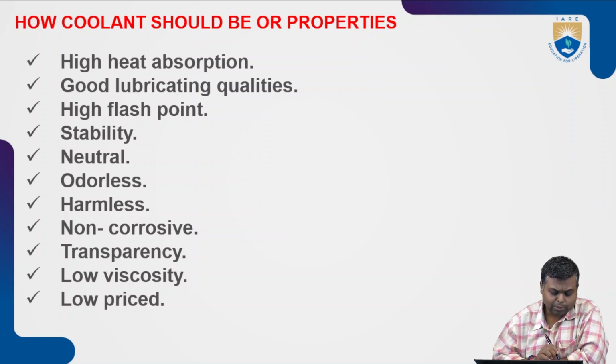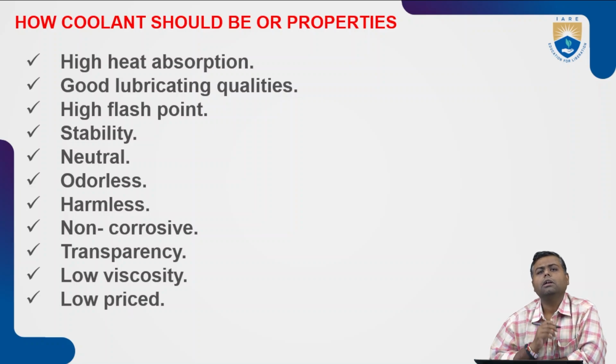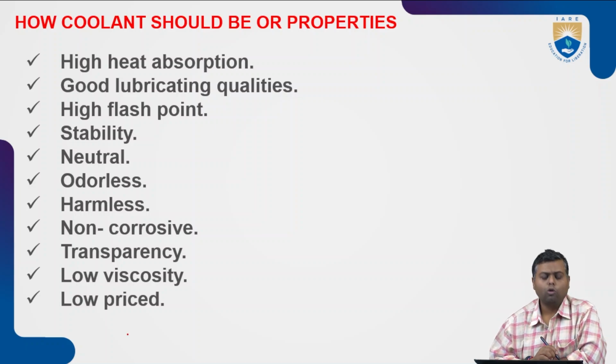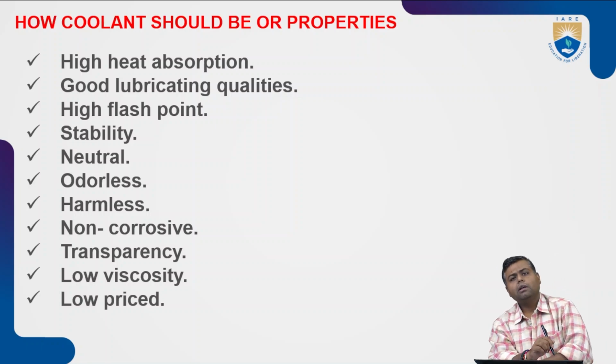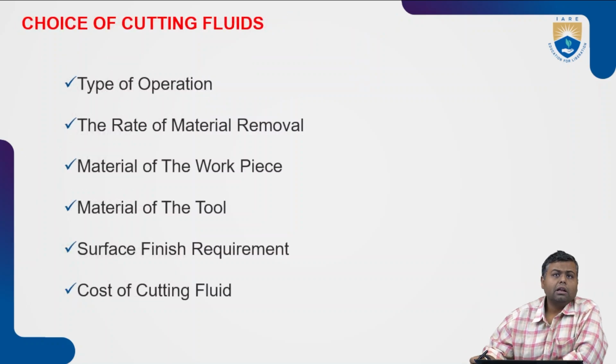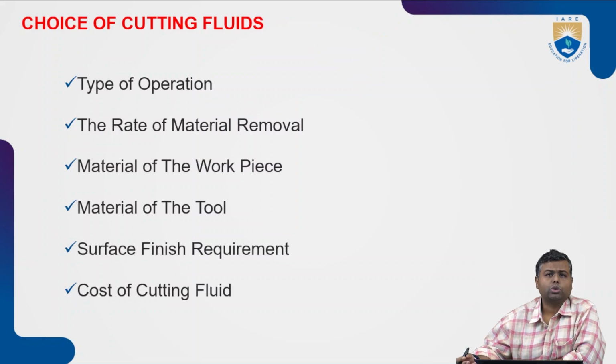The last but one is low viscosity. It should have a low viscous nature so that it has a proper flowing property. And then it should be low priced. So all these are the properties of the fluid which we are going to use as a coolant in the machining process: heat absorption, lubrication, high flash point, stability, neutral, odorless, harmless, non-corrosive, as well as transparency, low viscosity, as well as low price.